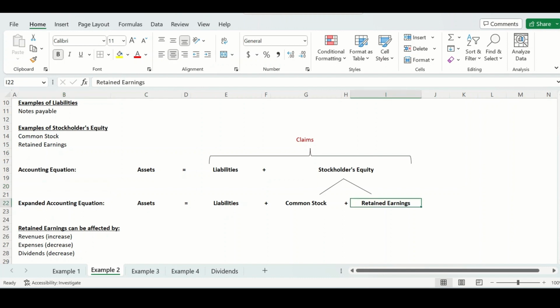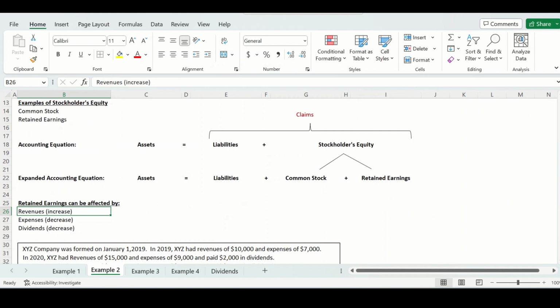Now, the retained earnings part of stockholders' equity can be affected by three things during a period. The first is revenues, and revenues increase retained earnings. The next is expenses, and expenses have a decreasing effect on retained earnings. And lastly are dividends, which also have a decreasing effect on retained earnings.